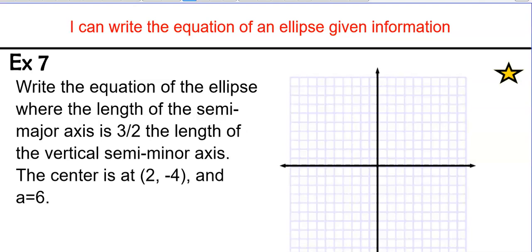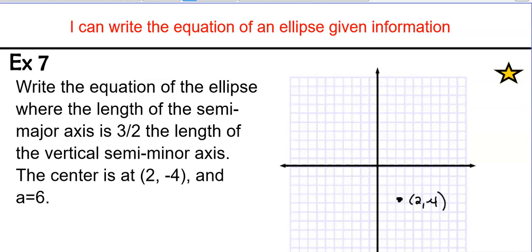Okay, so to wrap our heads around this a little bit, let's start by putting the center on our graph. So (2, -4) over here. All right, so we have that. It says that a equals 6. Well, I don't know right away if that means we should go up 6 or to the right 6, until we go back and read the problem.